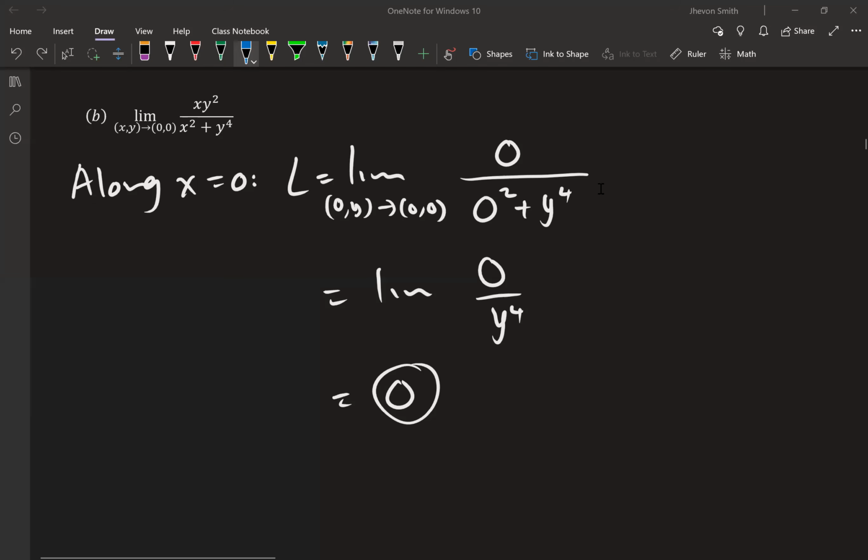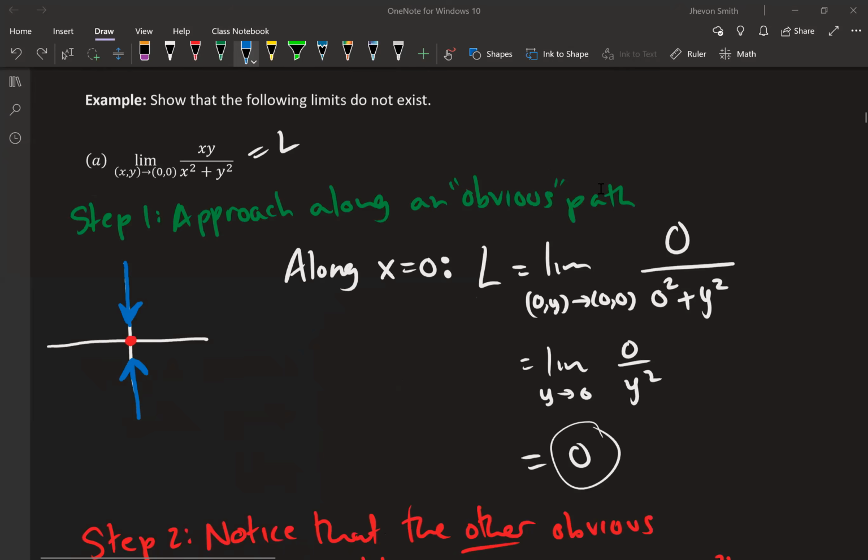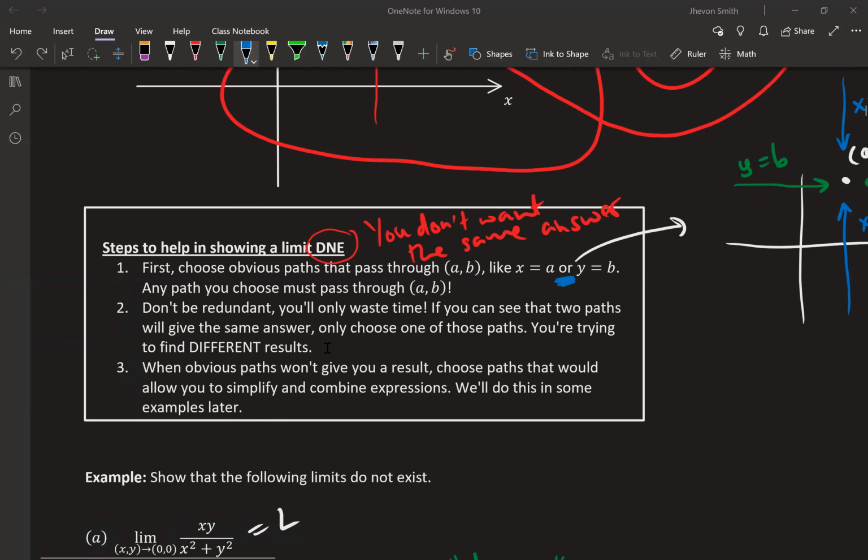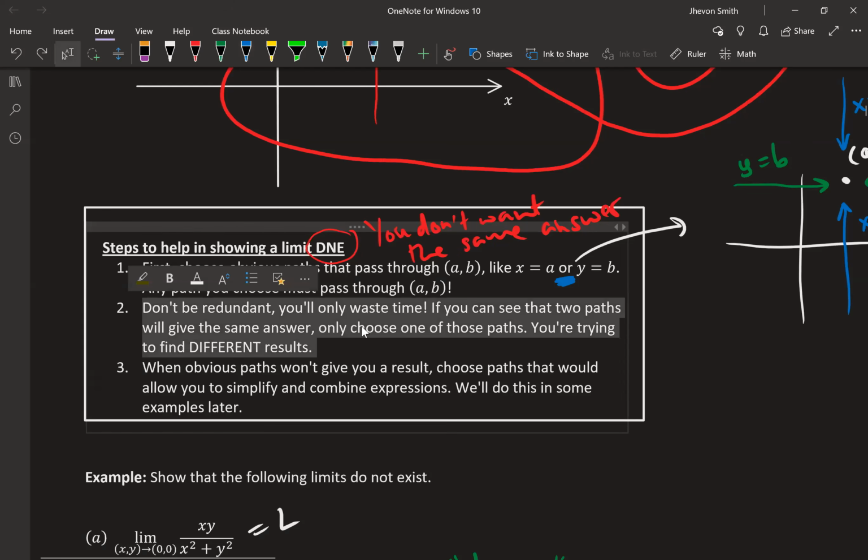I'm not sure what you mean by wanting us to skip. I mean, right here, it's in the statement: don't be redundant. You're only wasting time, right? If you can see two paths will give the same answer, only choose one of those paths. You want to get different results.